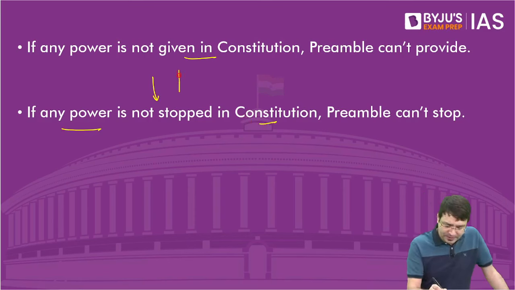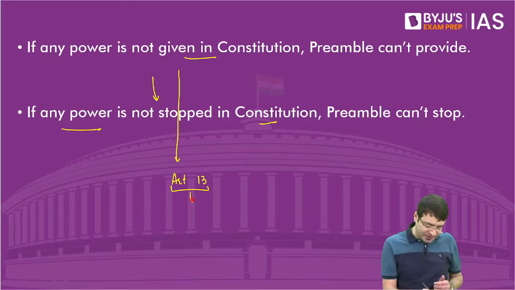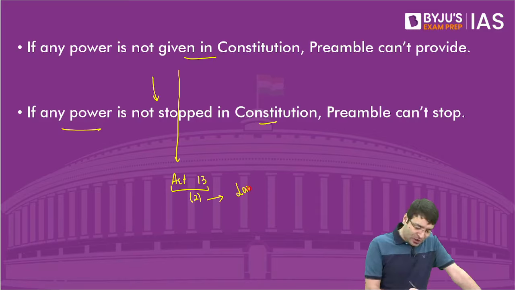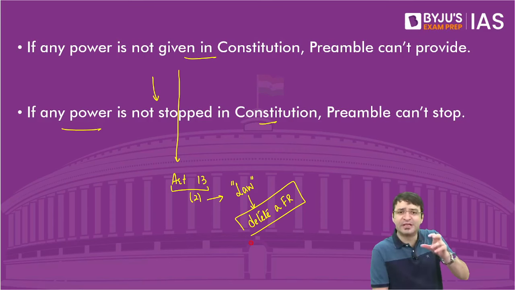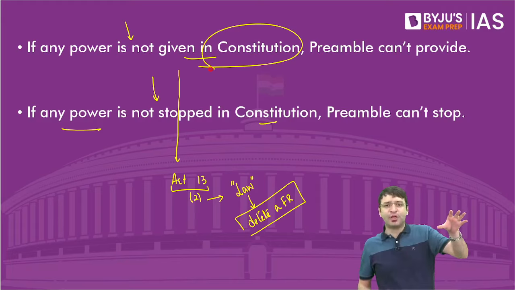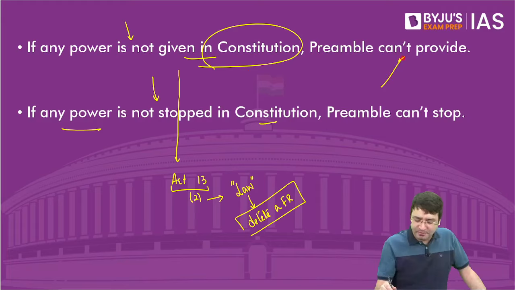What does that mean? Let's say, for example, we have Article 13 of the Constitution, which we will discuss in the Fundamental Rights chapter, but very briefly here. Specifically, Article 13, Clause 2. What does Article 13, Clause 2 say? That state cannot pass any law through which it can delete, modify, abridge a fundamental right. That means some power is not given in the Constitution. What is that power? Power is not given to the Parliament to delete a fundamental right. If this power is not given by the Constitution, preamble also cannot provide.